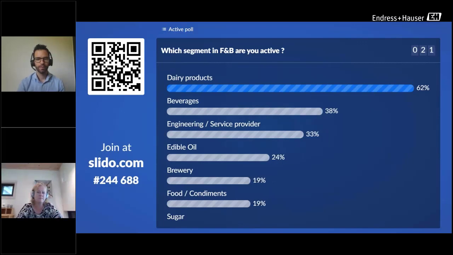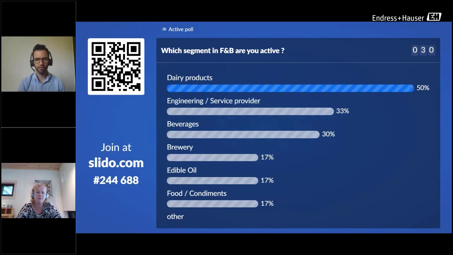I'll let it run still for a little bit. And we will have 2 more of this kind of polls later on. It will be the same link, the same QR code. So keep either your phone close by or afterwards, just use the same link. As soon as we get to 30, I hope, I will go further.